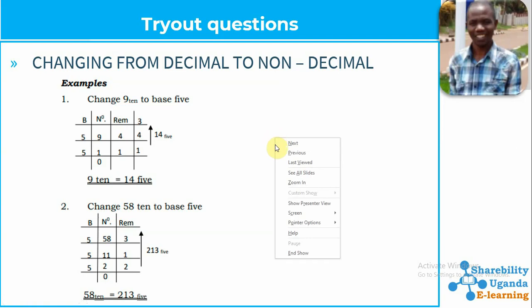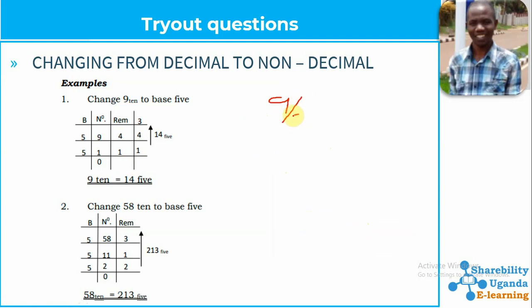Let me get a pen right here. We are going to say 9 divided by 5, where 9 is the number in base 10, and 5 is the base. Our 5 is base 5. So when we say 9 divided by 5, we get 1, remainder what?